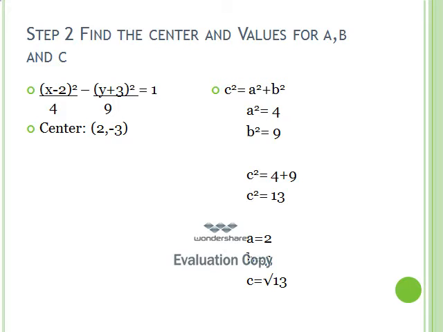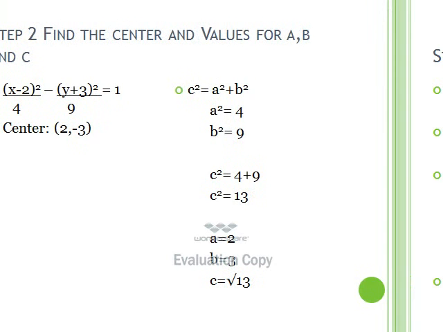To find the value for c, we are going to use c squared equals a squared plus b squared. A squared is going to be equal to 4 because a squared is always the leading number in the hyperbola, under the value of x minus h. B squared is the second, making b squared 9. C squared is going to be equal to 13 because 4 plus 9 is equal to 13. Taking the square root of a squared, b squared, and c squared makes a 2, b 3, and c the square root of 13.